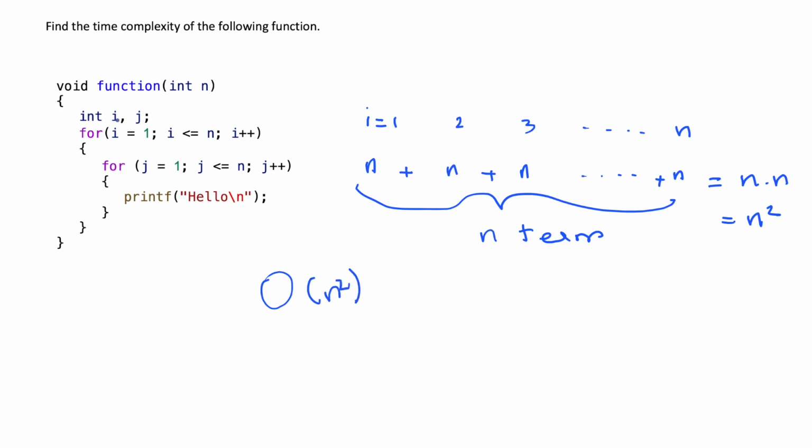You might be thinking that it will take some time for these declarations and assignments, etc. But when you multiply this n square with a constant value, all those smaller times can be included in that c into n square. So here the time complexity of this function is big O of n square.